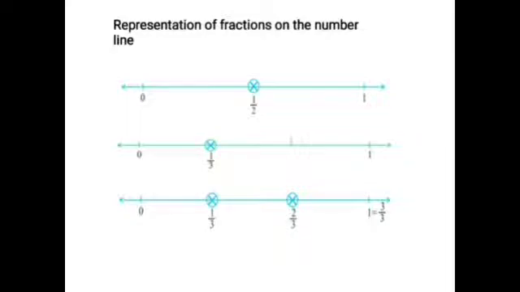And can we show 2 by 3 on the number line? Yes, 2 by 3 means 2 parts out of 3 parts. So, here is the 2 by 3. And what do we mean by the 0 and 1? 0 means 0 by 3. 1 means 3 by 3. Therefore, this is 0 by 3, 1 by 3, 2 by 3, 3 by 3.